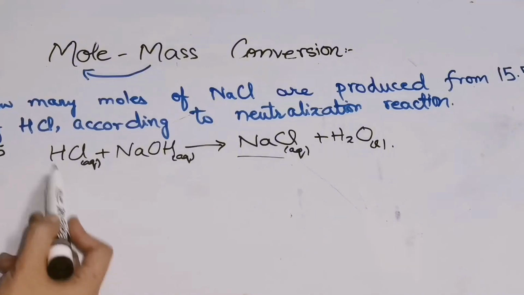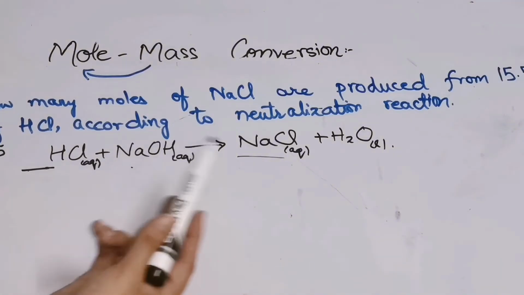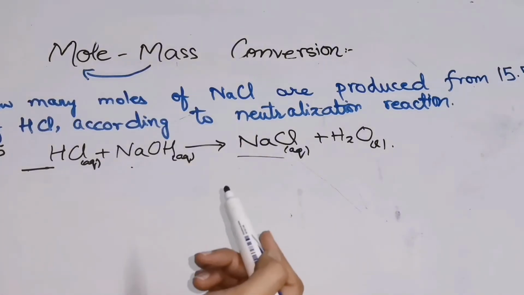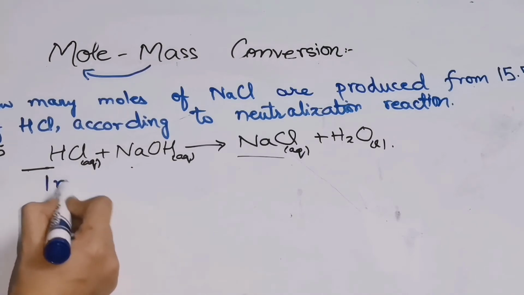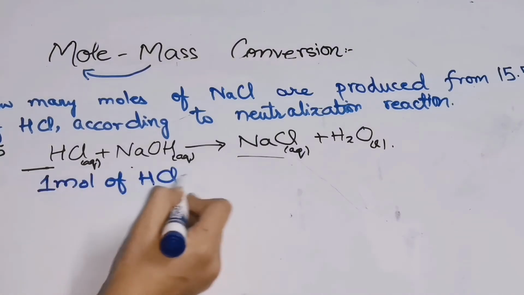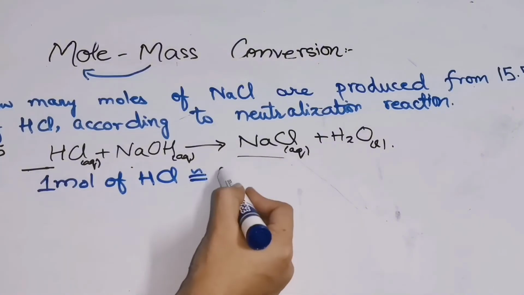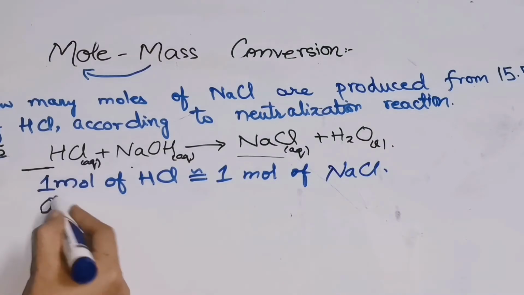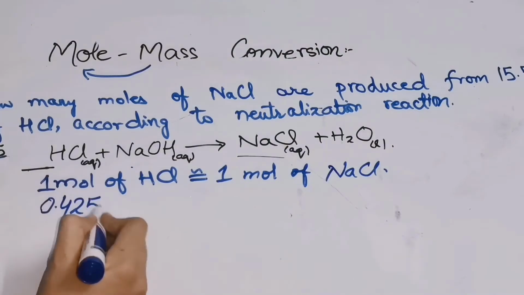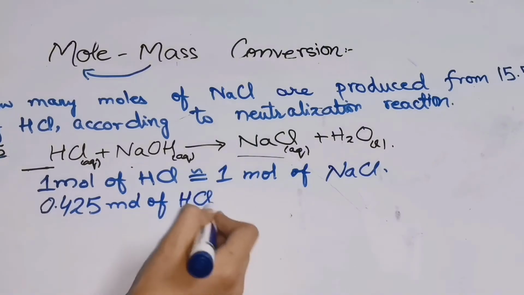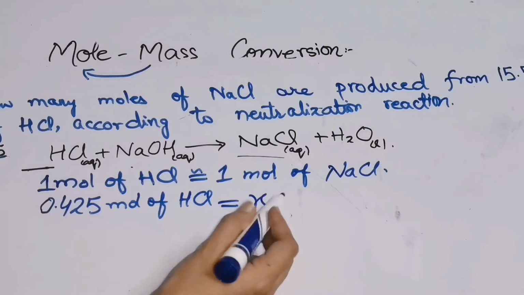Now we will calculate the moles of NaCl from the moles of HCl. First of all, see how many moles of HCl reacted with NaOH to form NaCl. Only 1, right? And how many NaCl are produced? Only 1 mole. So we can write over here 1 mole of HCl equivalent to 1 mole of NaCl. We will write over here 0.425 mole of HCl is equal to X.